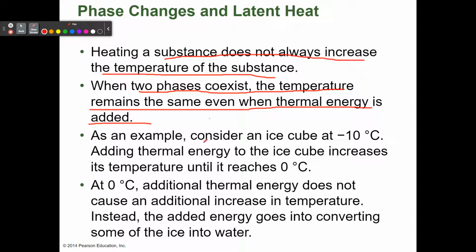So let's think about an ice cube. An ice cube is at about -10 degrees Celsius. We add heat to the ice cube and it increases its temperature until it reaches 0 degrees Celsius. At 0 degrees Celsius, additional thermal energy does not cause an additional increase in temperature. Instead, that energy goes into converting the ice solid to water, a liquid.